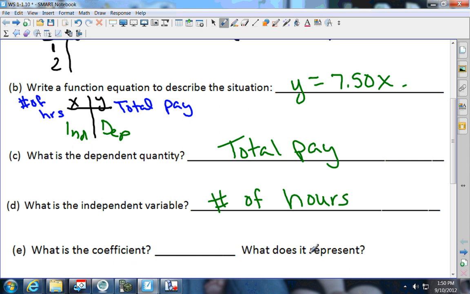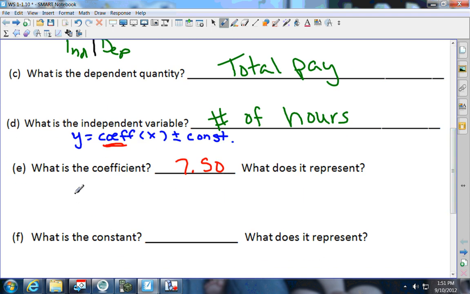Now, for coefficient, remember that my equations are going to go y equals my coefficient times my variable plus or minus my constant. My coefficient is the number that's in front of x. It's multiplying by the x. So in this case, it's going to be 750. And what does it represent? It is how much I earn per hour.